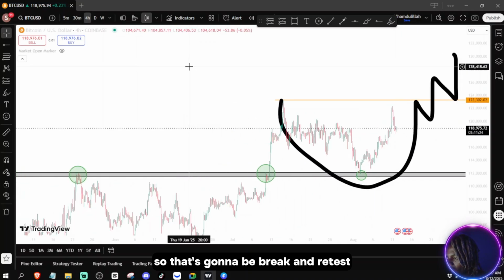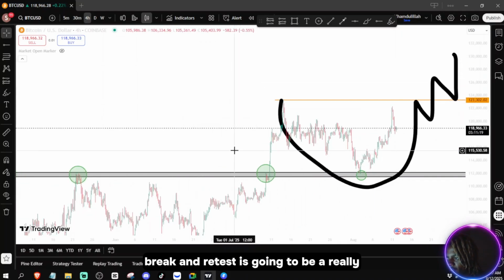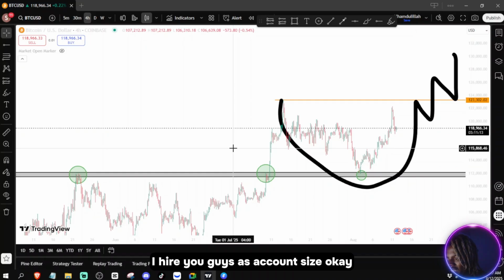So that's going to be break and retest. Break and retest. It's going to be a really fantastic way to become profitable and to really grow your account size.